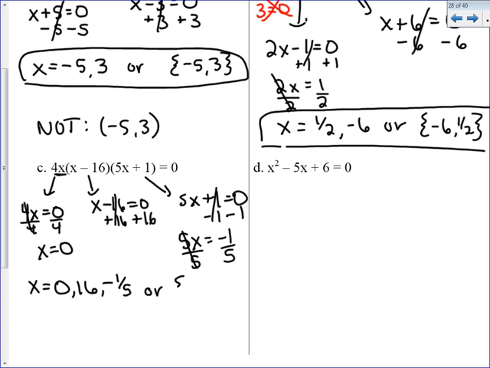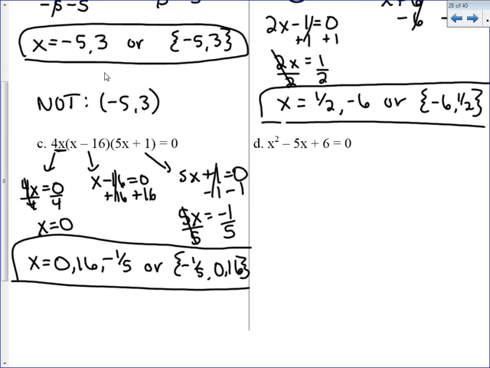Or if you're going for set notation, again, you usually go smallest to largest. And that's how you'll probably see it in the back of your book. But I'm okay if your set's not in order here, or if you just list them out. But in the back of your book, you'll likely see your set smallest to largest. So, any questions so far?